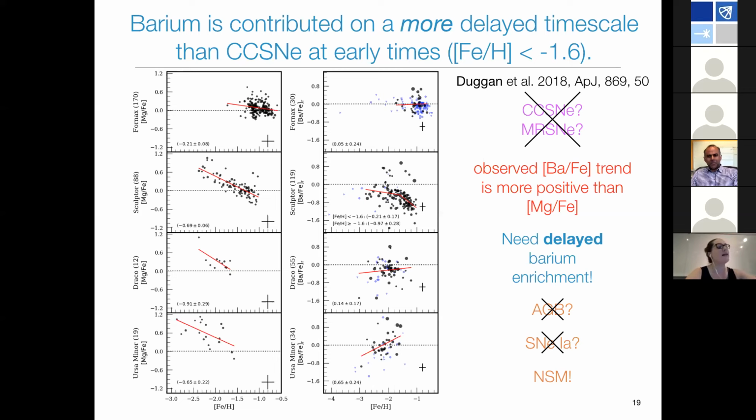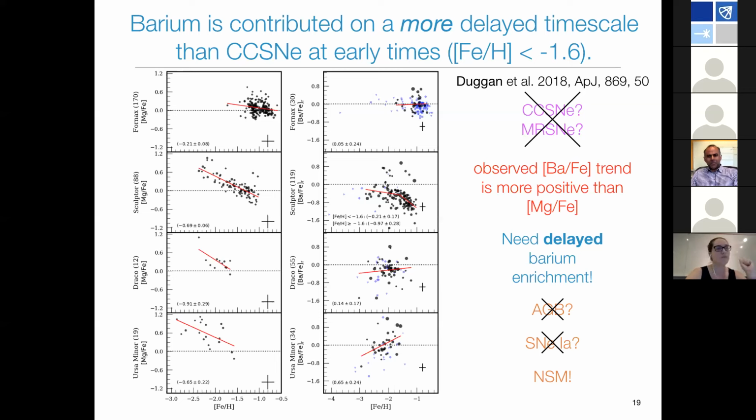And for barium to iron, it's -0.21 plus or minus 0.17. So I would argue that it's still significantly more positive than if it was dominantly produced by core collapse supernovae. So you are just saying that you don't require the Ba over Fe to have a positive slope. You only require that it has a more positive slope than Mg over Fe. You don't care if the absolute slope is positive.